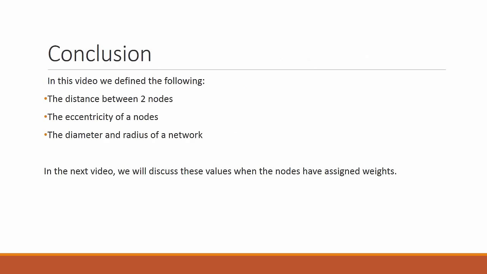So in this video, we defined the distance between two nodes, the eccentricity value of a node, and the diameter and the radius of a network. In the next video, we'll also assign weights to the nodes and see how this changes our definition.